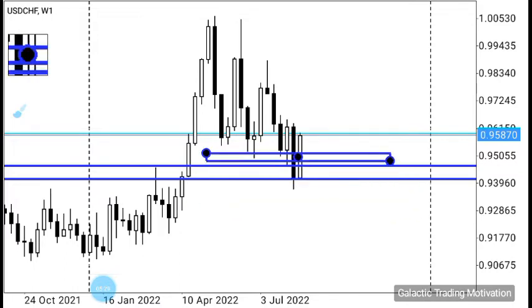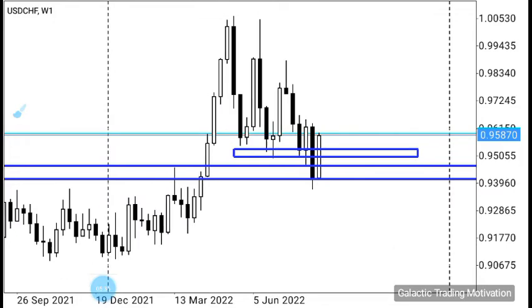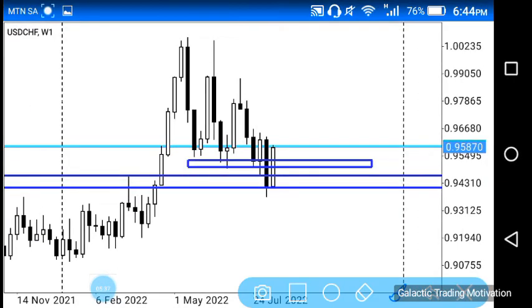Just bear with me. So we can say that the neckline is more or less here, right? As you guys can see, yes, or rather last week's candle, it seems, has closed above the neckline.